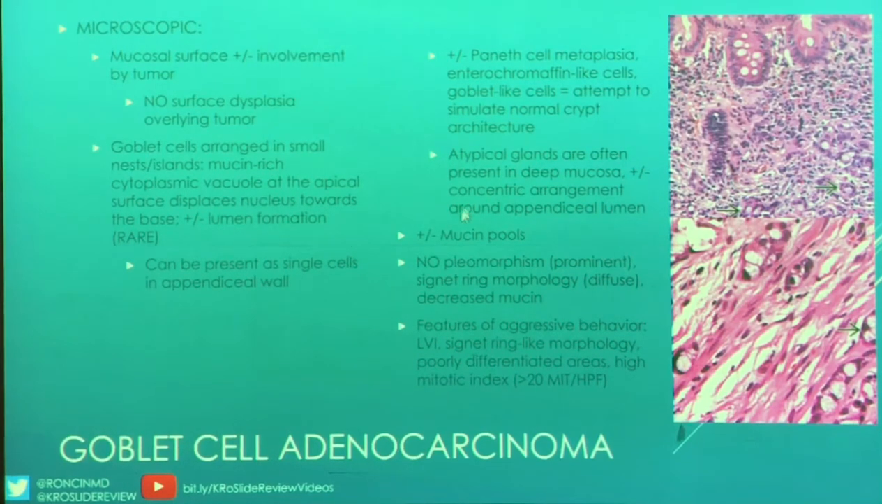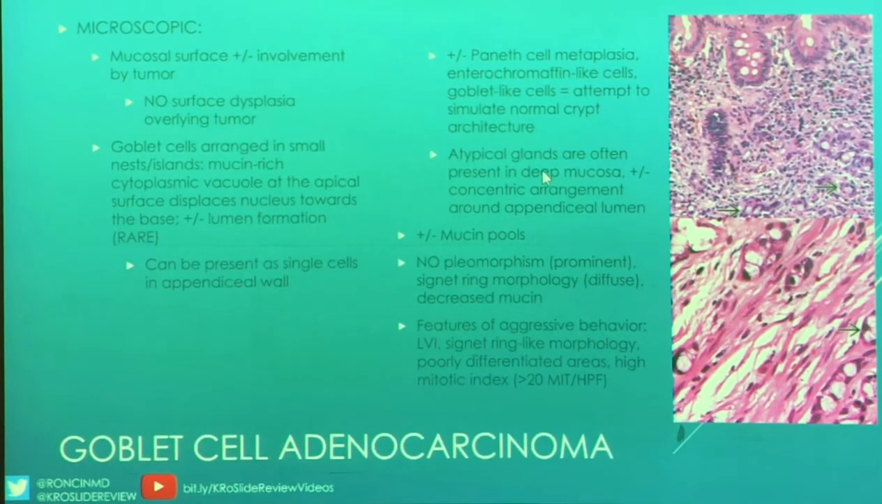And just like our signet rings, these can present as single cells, just to terrify you even more. You can see Paneth cell metaplasia, or endocrine cell-like metaplasia, and what'll happen is that it tries to look like normal crypt architecture. So instead of just having goblet cells around, it's going to try and recapitulate what a normal crypt should look like.